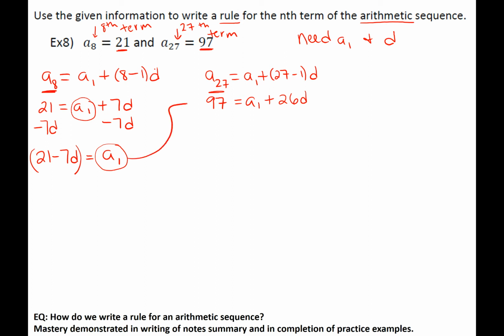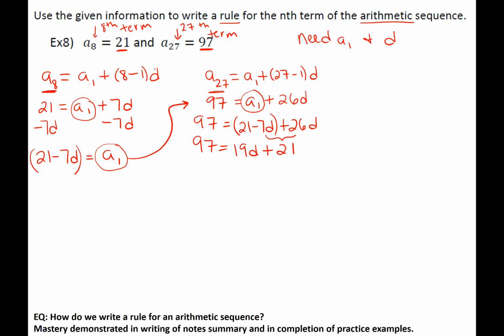So I'm going to go over here to this equation, and instead of the a sub 1, I'm going to replace it with 21 minus 7d, like so. Then I'm going to simplify what I can. Since there's nothing in front of parentheses here, I don't really need those. I can just go through and combine like terms. So I have 7d and negative 7d and 26d. I get 19d and then plus 21.